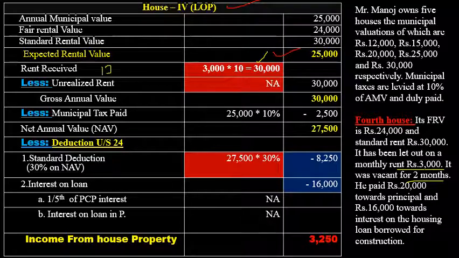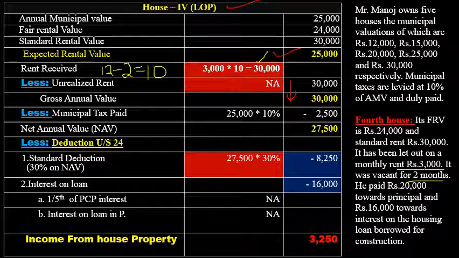Out of 12 months, 2 months is a vacancy period, so the let out duration is 10 months. So rent received is 30,000, with no unrealized rent. Next is gross annual value. Here a vacancy period is given, so gross annual value is equal to rent received. That is, 30,000 is the gross annual value.